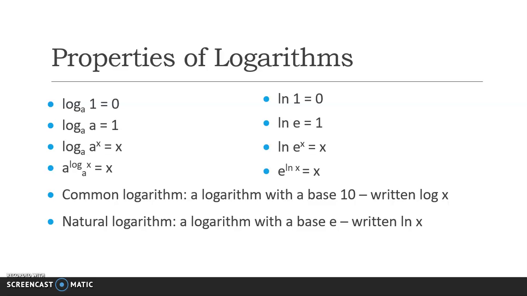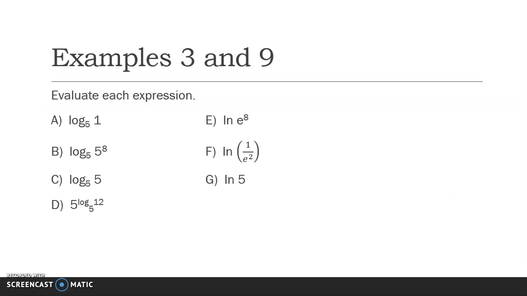And this is going to be the last example we're going to do. So let's take a look at it. These are going to be using the properties of logarithms that we just talked about. So they want you to evaluate each expression. Part A, we have log base 5 of 1. B, you have log base 5 of 5 to the 8th. C is log base 5 of 5. D, 5 to the log base 5 of 12. E is the natural log of e to the 8th. F is natural log of 1 over e squared. I suggest you change that to just a plain exponent. And for part G, you have natural log of 5. So go ahead, try and do that, and then press play to check your answers.